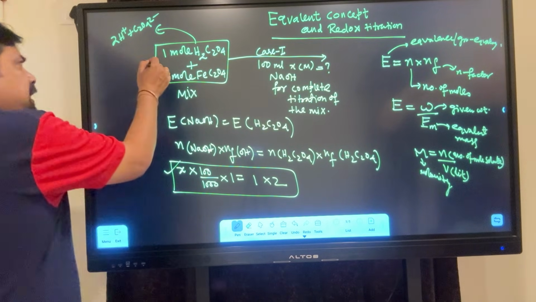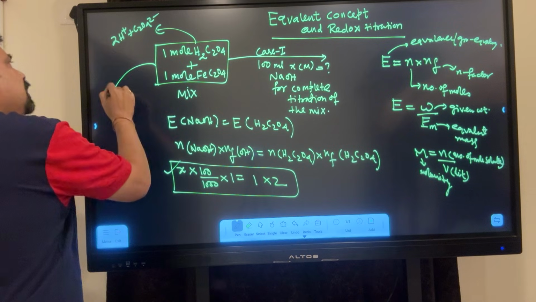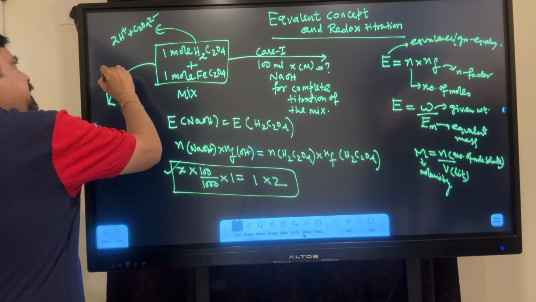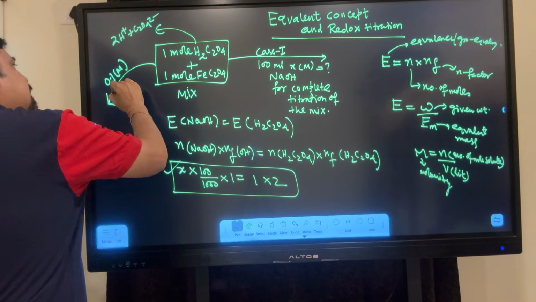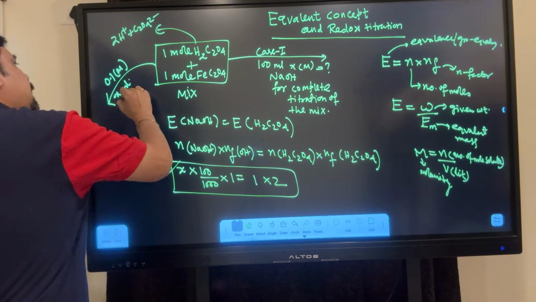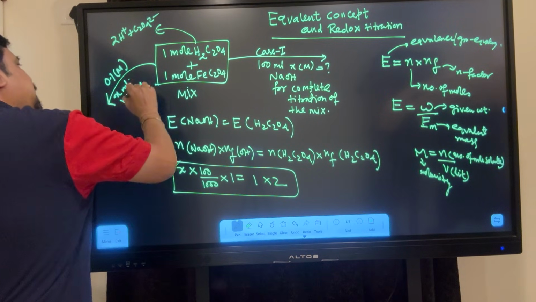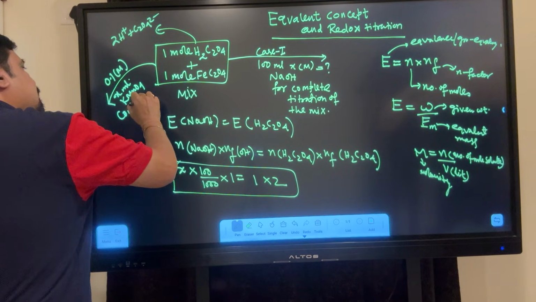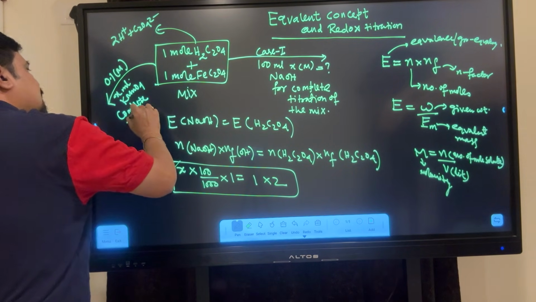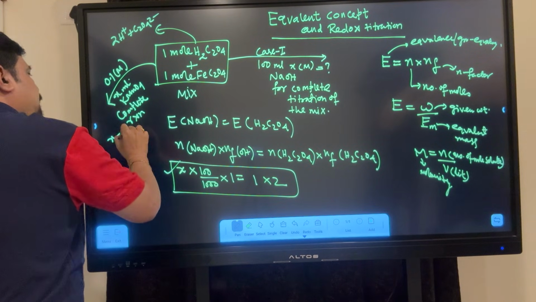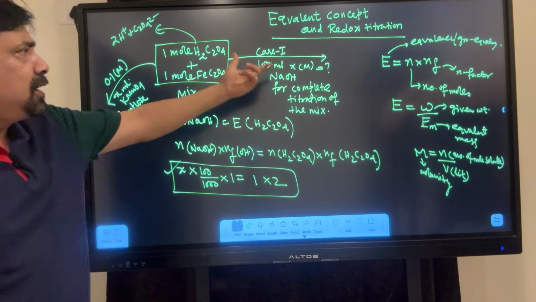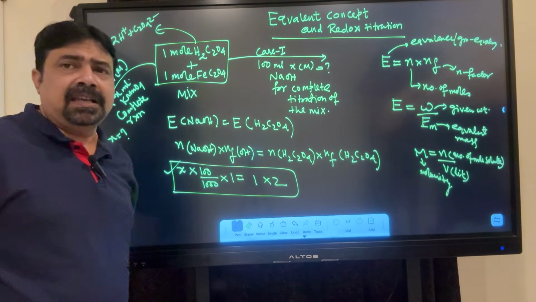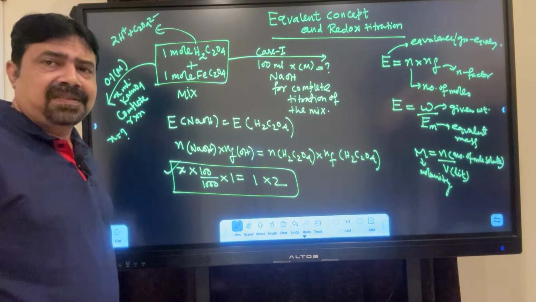Now for this mixture, suppose they are giving that complete reaction requires 0.1 molar and X ml of KMnO4, and they are asking what is the value of X. This is a redox titration. Now with the same mixture, when I am giving NaOH, I apply this one. It's a direct, normal, common acid base titration.